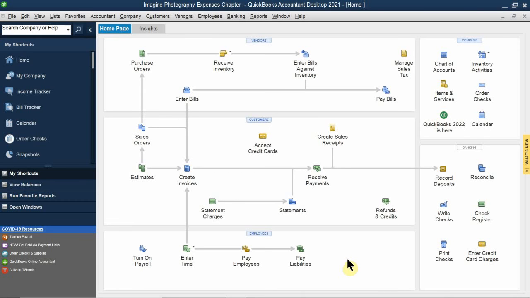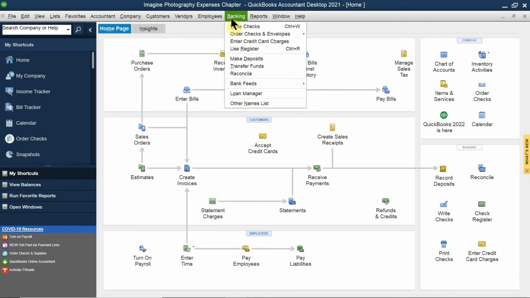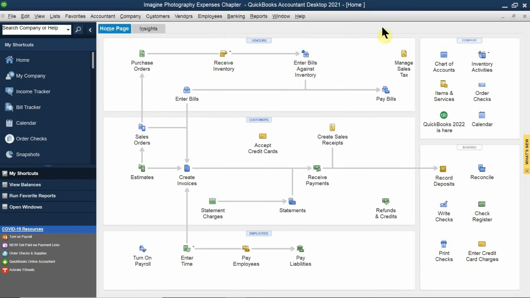Okay. So let's take a look at my home page. Is there anywhere that I can look at my credit card transaction on my home page? Not really, because my only option is to enter the transaction. I don't get to see my transaction. If I go up to my banking menu, am I able to locate where I can enter my credit card transaction? It doesn't seem like I can. I can only enter a credit card transaction.